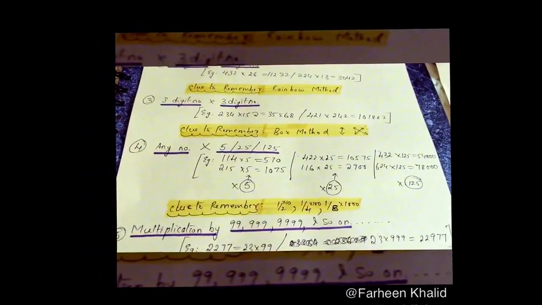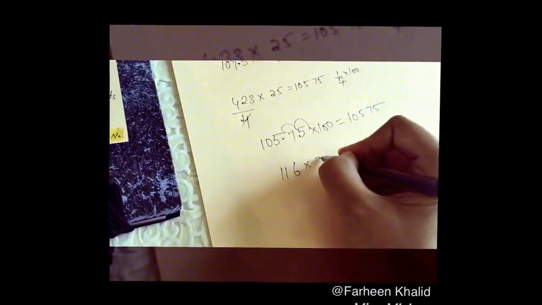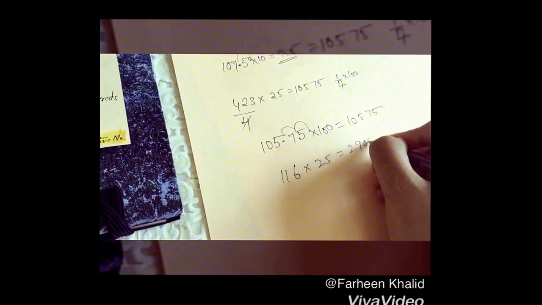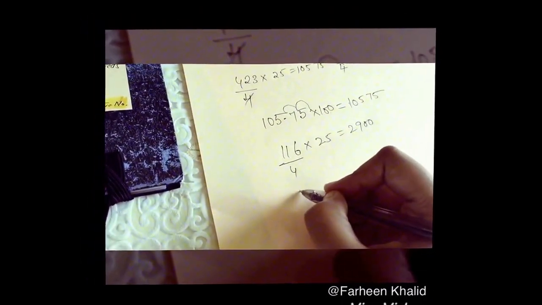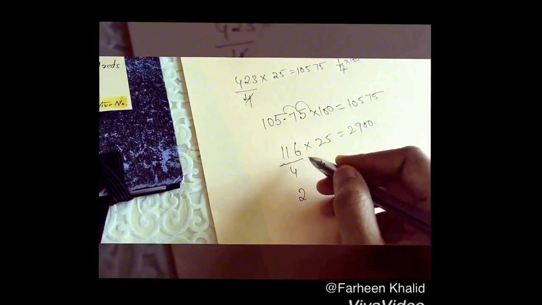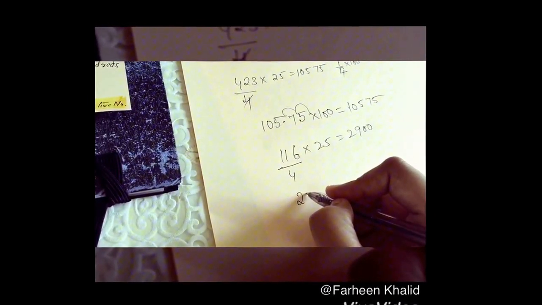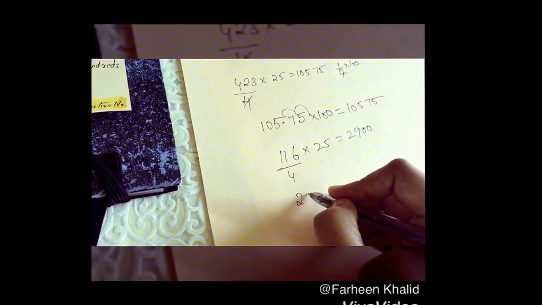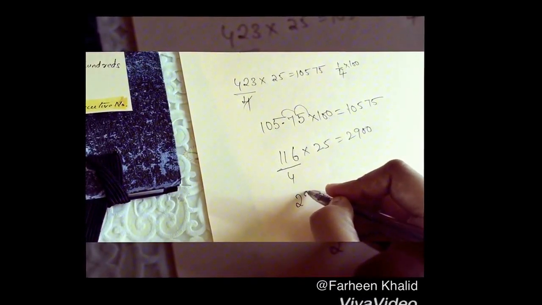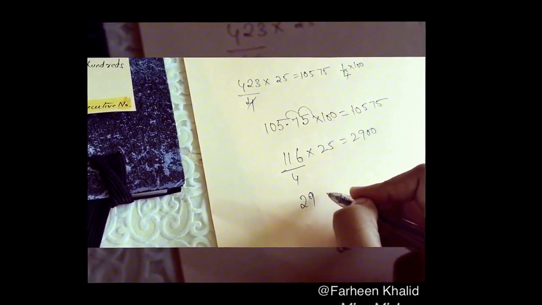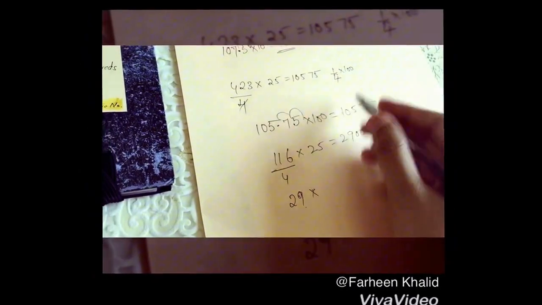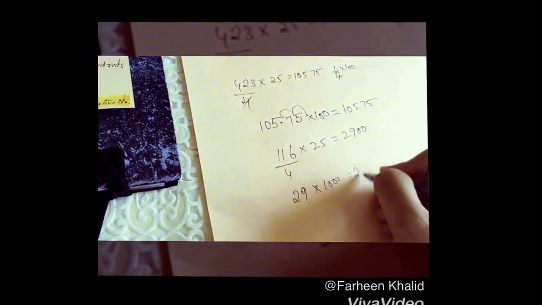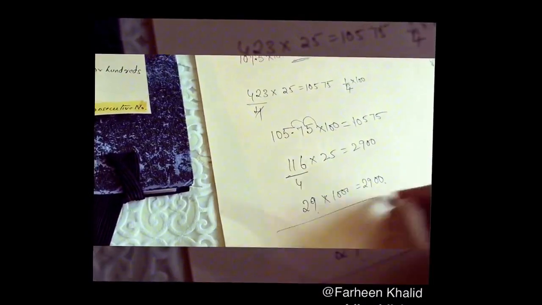All right, let's take another example, which is 116 times 25, which is equal to 2900. Let's see how we find that. You divide this by 4, so 4 times 2 is 8. You have a 3. 36. Okay, sorry, 4 times 9 is 36, and so you have a 29 here, times the 100, which is 2900. Right, so that's how it is.